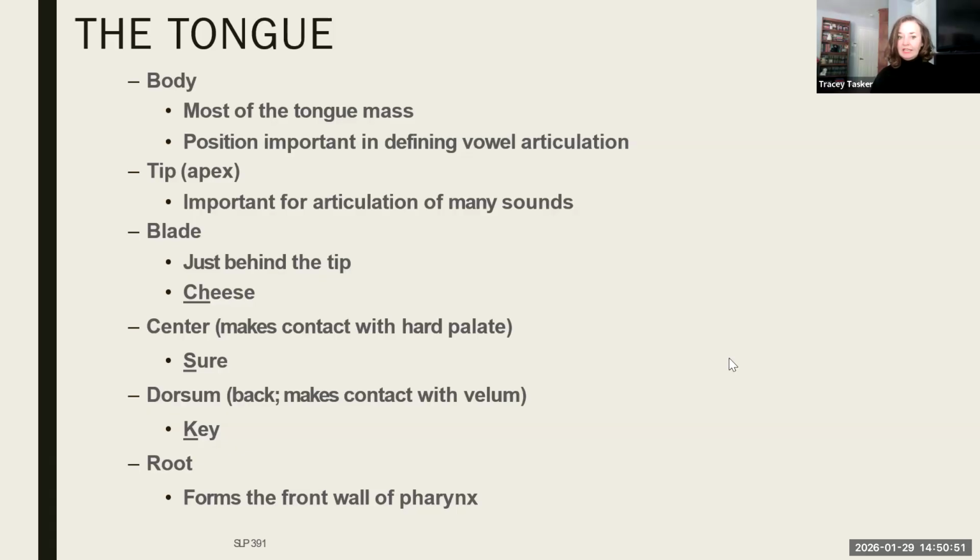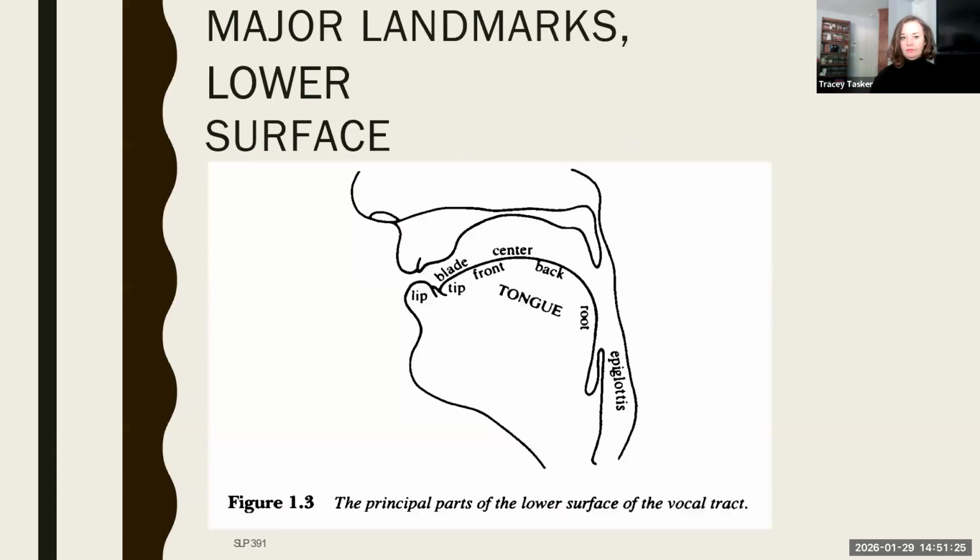If you think about the blade, it's just behind your tip. Like cheese, make that sound. The center of your tongue is coming close to making contact with the hard palate. If you make a sound like sure, you feel where your tongue is. And then the dorsum is what we use for what we call the back sounds, which will make more sense when we start talking about consonants, but a sound like k, you could feel it's a back sound, k. And then the root is what's forming the front wall of our pharynx, of our throat.